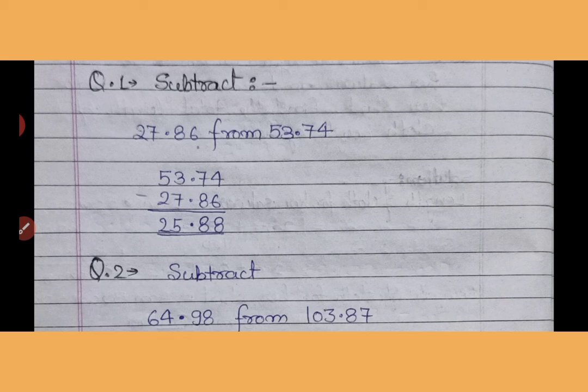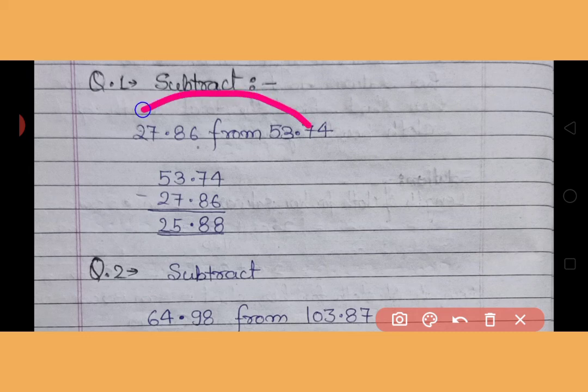53.74. Whenever "from" is given for a subtraction, in that condition the second term will be first and the first term will be second. So here 53.74 will be first and 27.86 will be the second term. So it means 53.74 will subtract 27.86. Both are like decimals, so they can easily be subtracted.